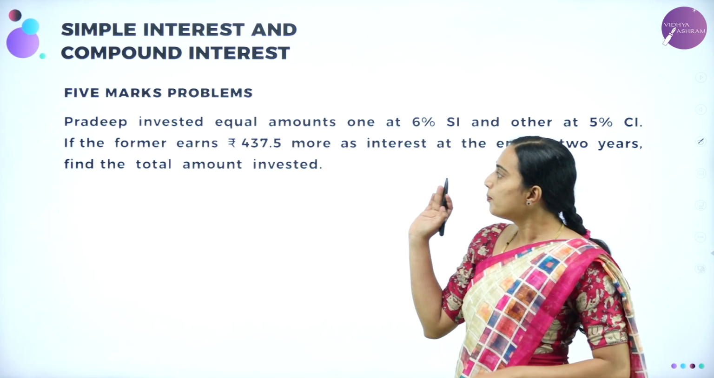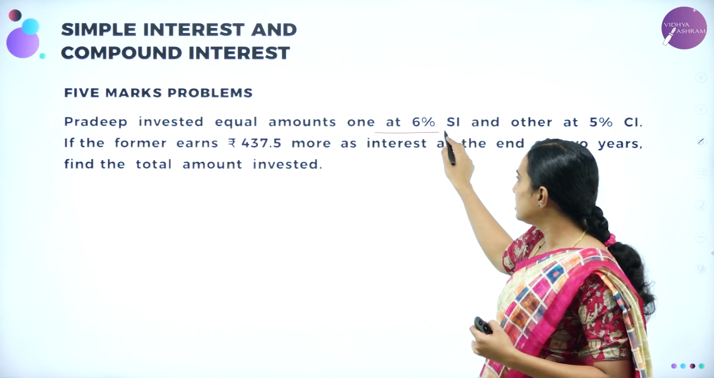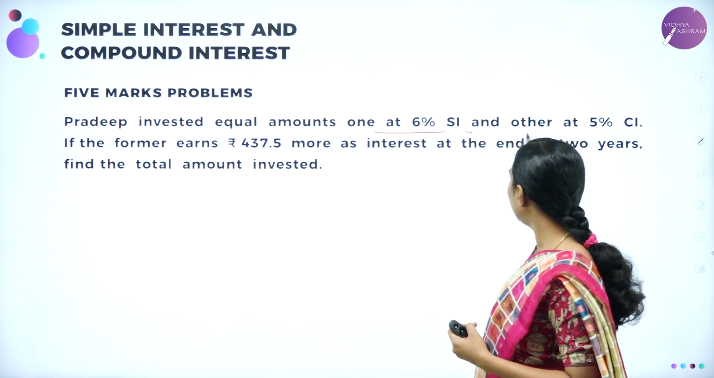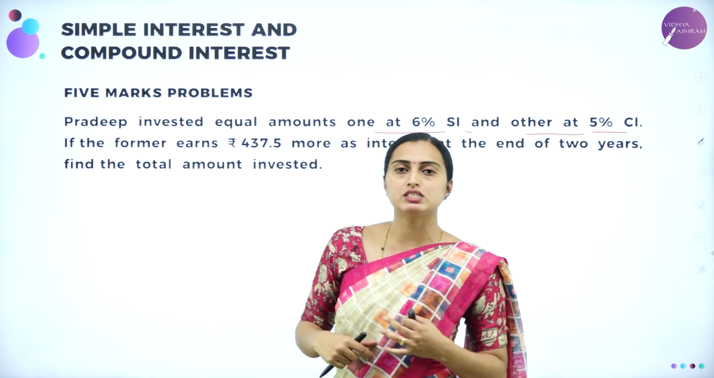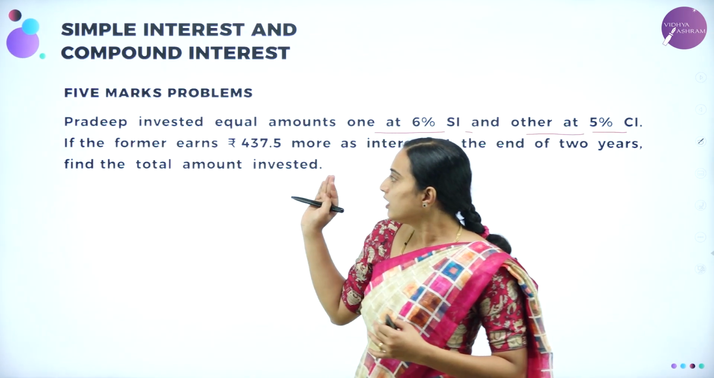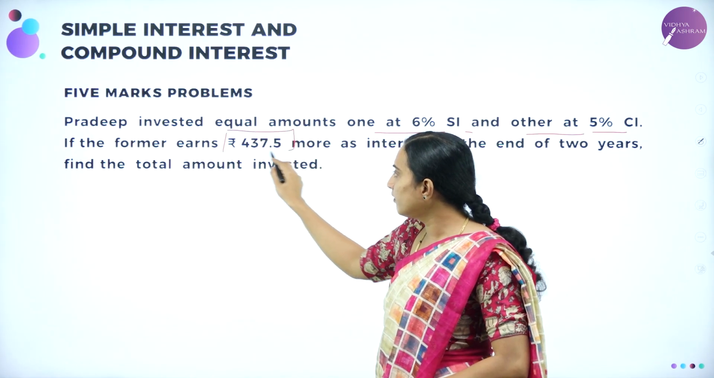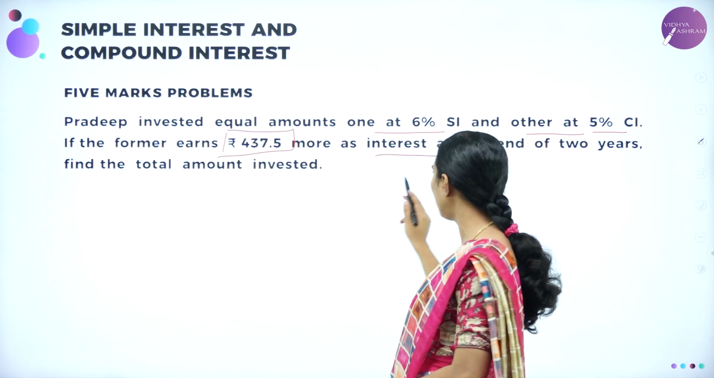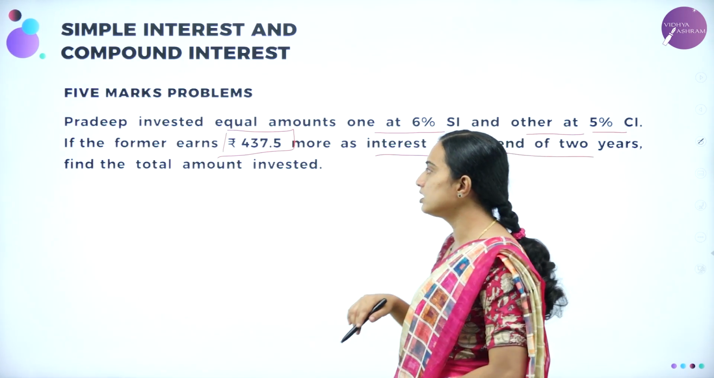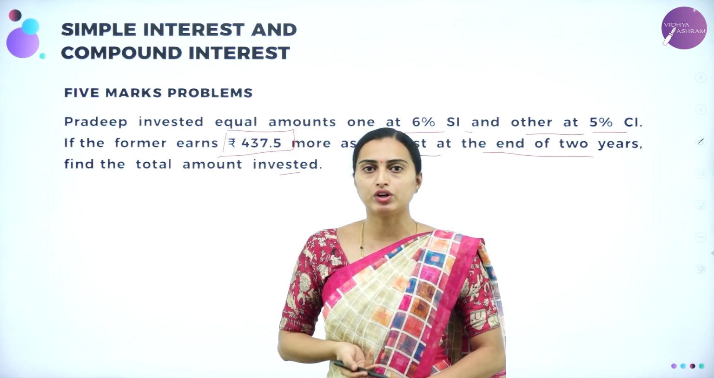What they have asked: Pradeep invested an equal amount, one at 6% simple interest and the other at 5% compound interest. SI means simple interest, CI means compound interest. If the former earns rupees 437.5 more as interest, that is a profit, at the end of 2 years, find the total amount invested. You need to find out the amount he is going to invest.